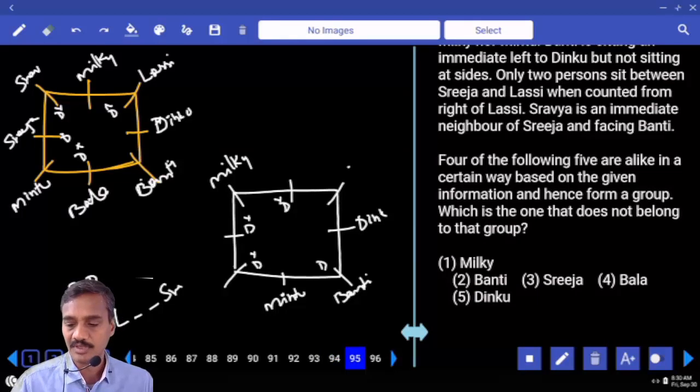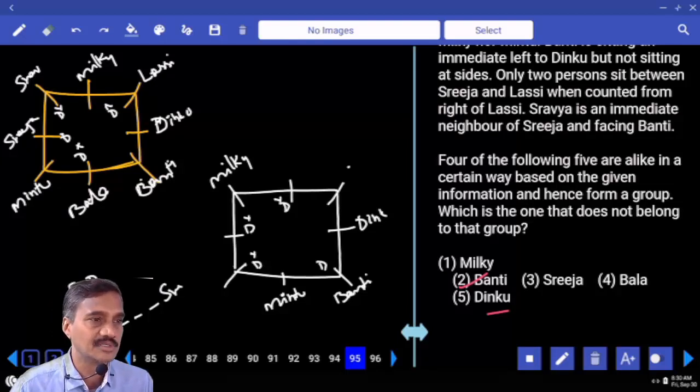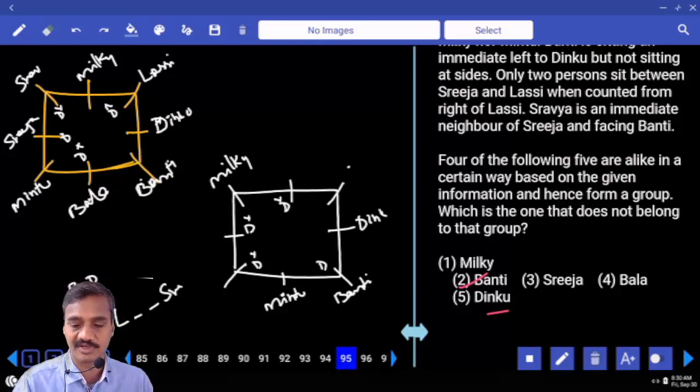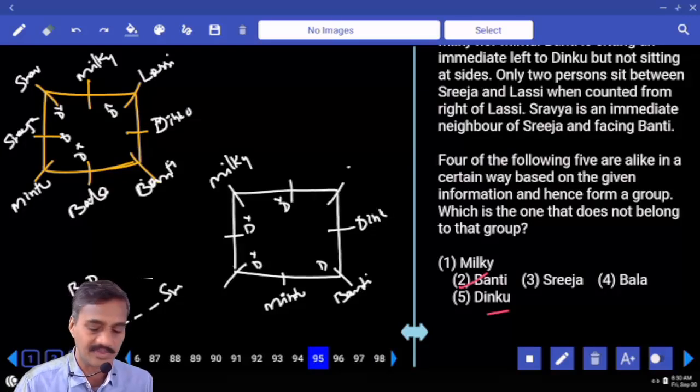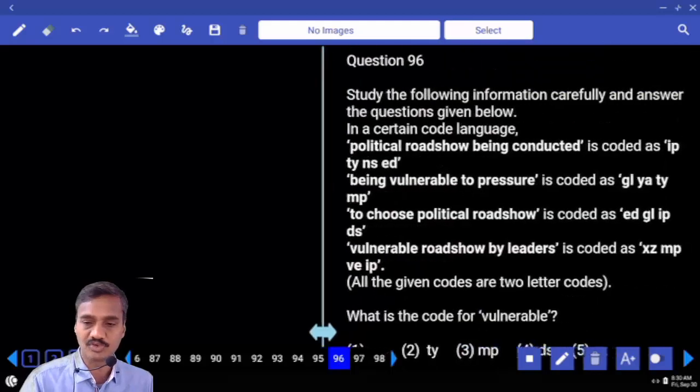And 95, 4 out of the following 5, that means odd one out. Which is the one that does not belong to that group? Milky and Bunty, Milky, Bunty and Srija. And Milky, Srija and next one Bala and Dinku, except Bunty. The remaining persons are sitting at the corners, Bunty is at the sides, so choice 2 for 95. Then 96 to 100, now it is based on coding and decoding here.